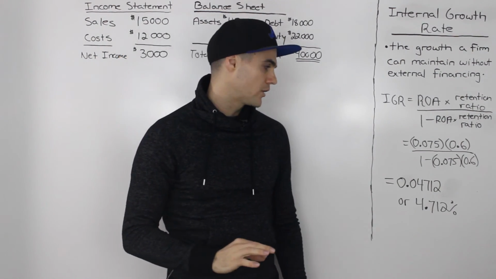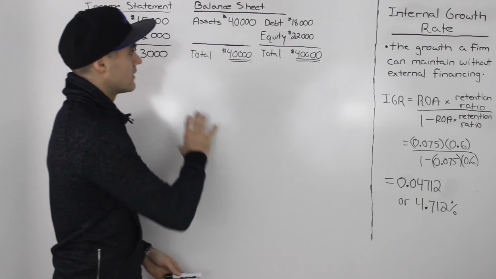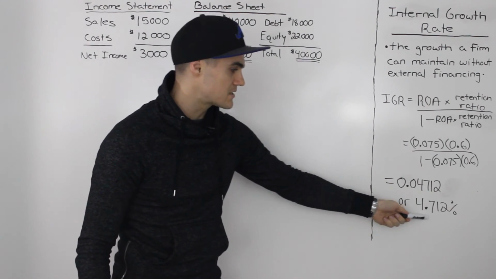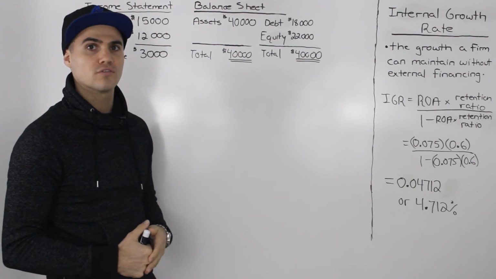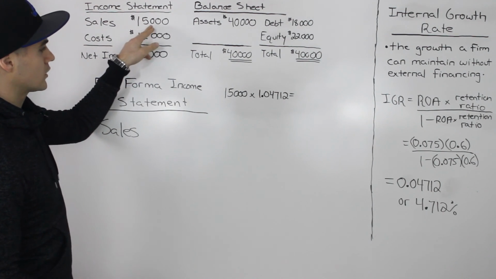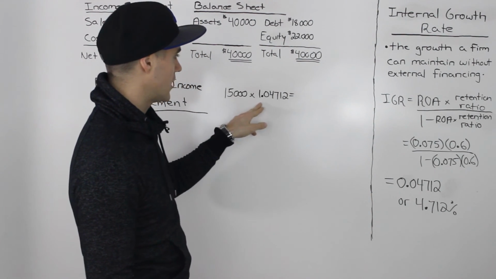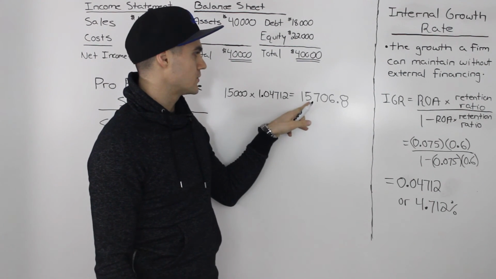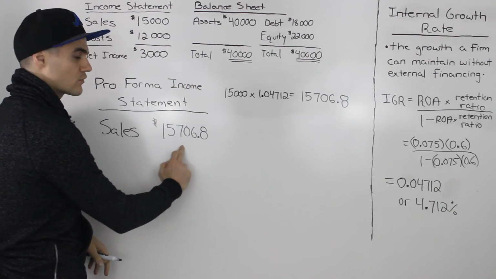Now to really drive the point home and to really understand this concept, let's test it. Let's actually take this company and create some pro forma financial statements by growing the sales by this amount, and then see whether we actually don't need any external financing. Let's start off by making the pro forma income statement. The sales figure, we're going to grow the sales figure of 15,000 by this 4.712%. So we would multiply it by 1.04712. Plugging that value into your calculator, you would get $15,706.8. So that would go here for the sales amount.